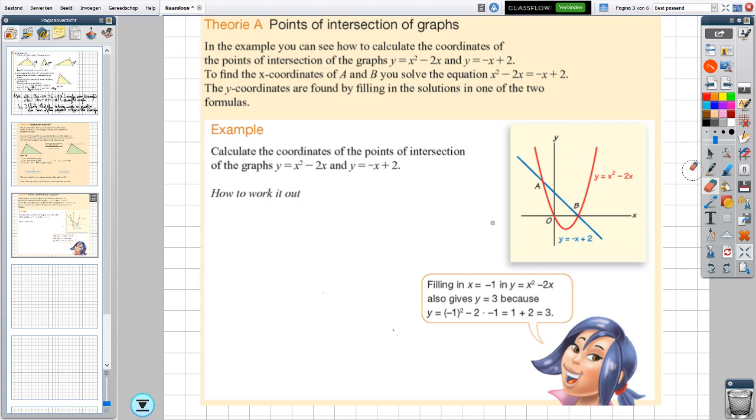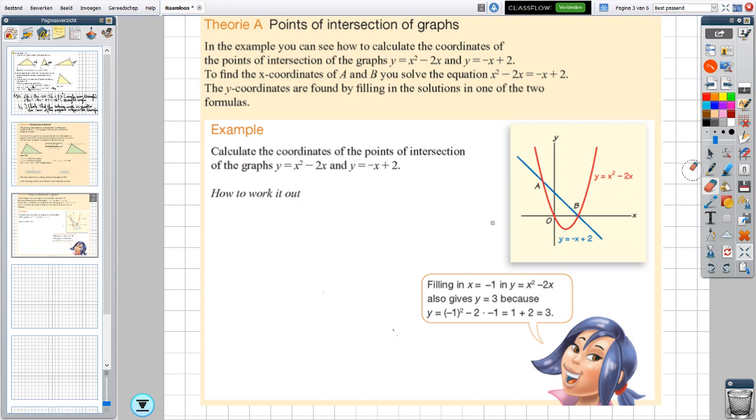Hello class, I'm going to introduce you to Theory A, Points of Intersection of Graphs of Chapter 7.6 Applications. So prior to this paragraph, we've taken a look at the product sum method and other ways of factorizing. We've taken a look at how to solve quadratic equations in different ways, the solution methods. Now we're going to take a look at how we can apply all that knowledge in applications.